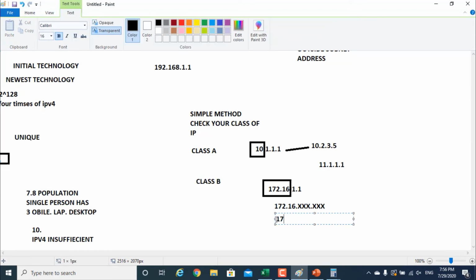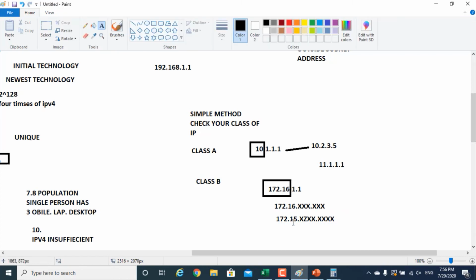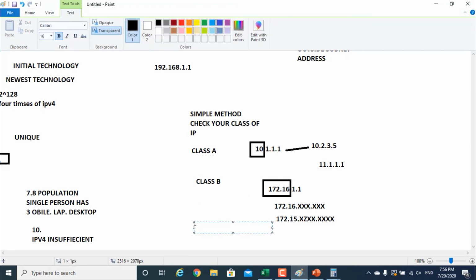Even if, let's say, it is 172 and the other is 15, the second octet is 15, and the rest whatever it is, still they are not common, because it's not a condition based only on the first octet. That was class A, only the first octet matters. But in a class B IP address, both octets must be common in order to call them the same subnet.